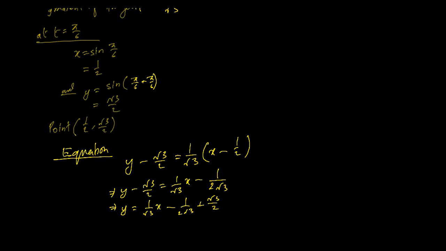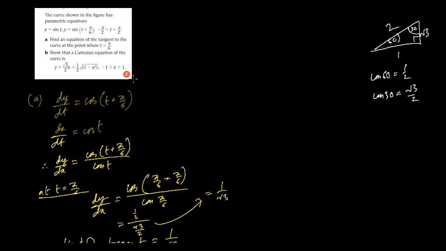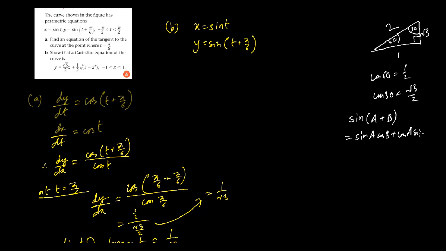The next question is we have to convert this into the Cartesian equation. So show that the Cartesian equation can be expressed as this. The first thing that we have to do: x equals sine t and y equals sine of t plus pi by 6. So in order to connect the two, we need an identity that connects these two. Before doing that, we can break this down into the sum of angle identity, sine of a plus b, which is sine a cos b plus cos a sine b.